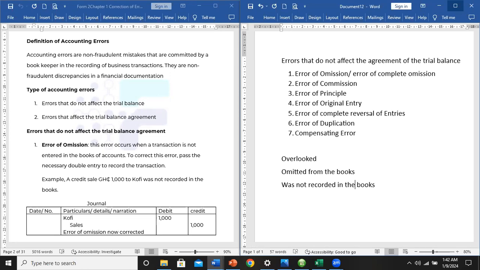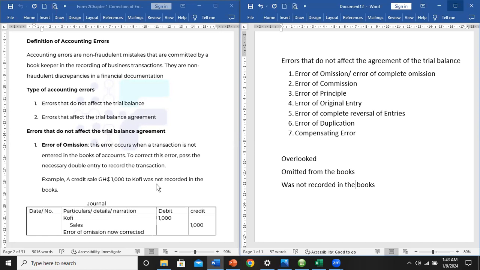So for example, you have one here: credit sale of 1,000 Ghana cedi to Kofi was not recorded in the books. Now, what it basically means is that the bookkeeper didn't do the debit and credit for that transaction. If the bookkeeper had debited an account but didn't credit, then that will not be an error of omission. That'll be a different type of error, which we'll look at later. So this error occurs when the transaction was not recorded at all. So there was no debit, there was no credit.